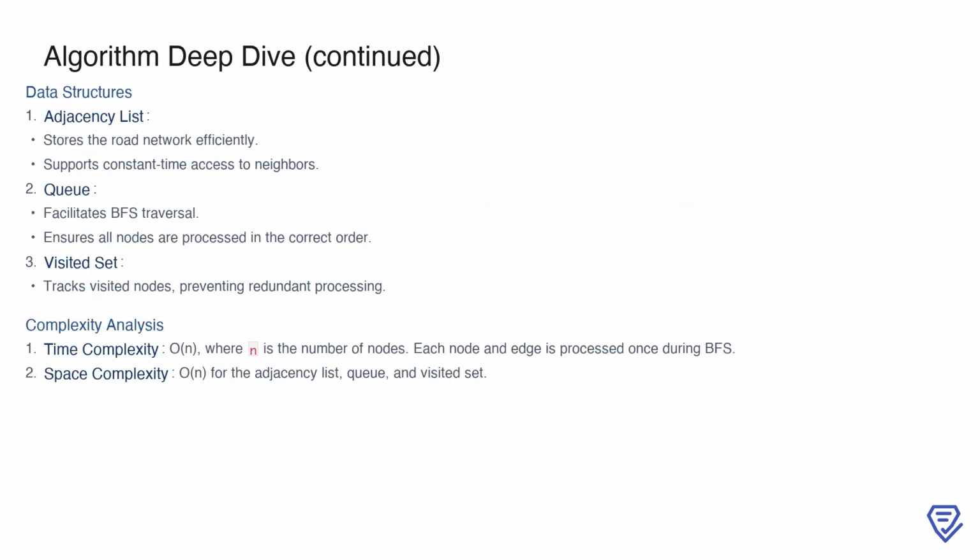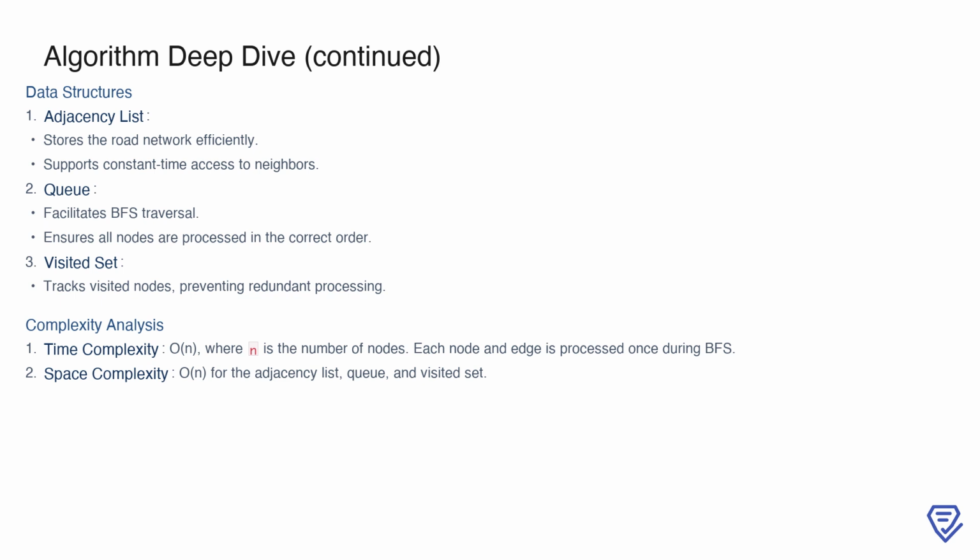To implement this algorithm, we rely on three key data structures. The adjacency list is used to store the road network in a way that allows constant time access to neighbors. This is crucial for efficiently exploring the graph. The queue is the backbone of our BFS traversal, ensuring that nodes are processed in the correct order. The visited set is equally important, as it tracks the nodes we have already processed, preventing redundant work and ensuring that each node is handled only once.